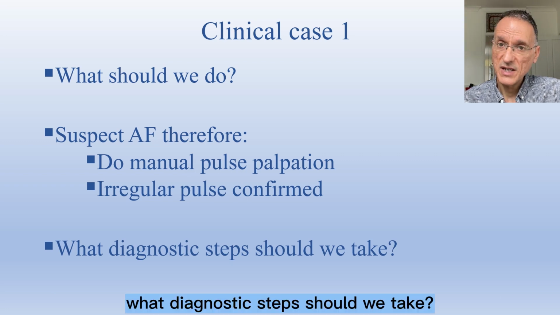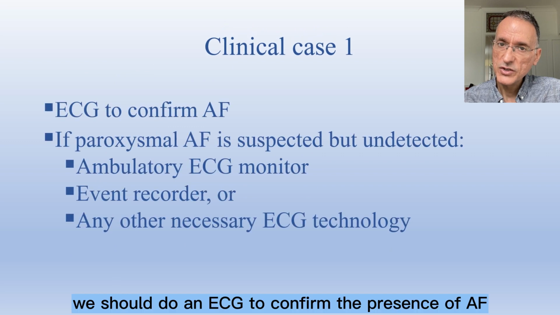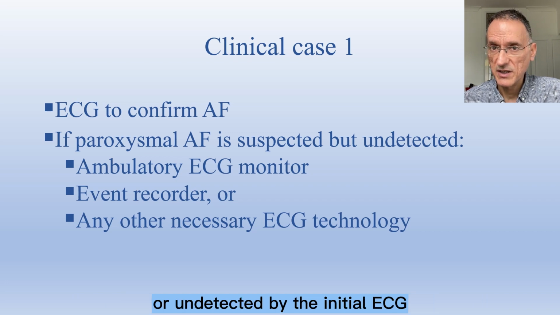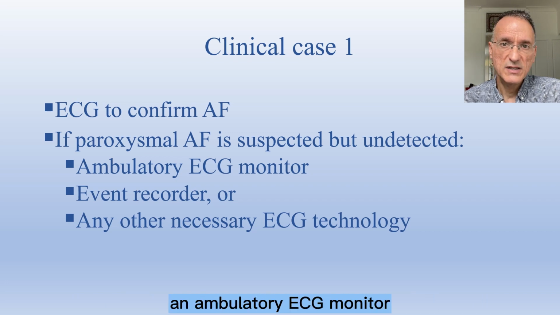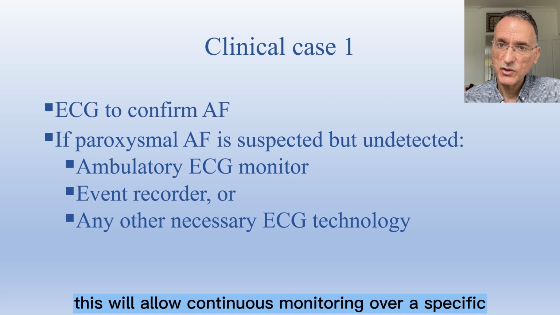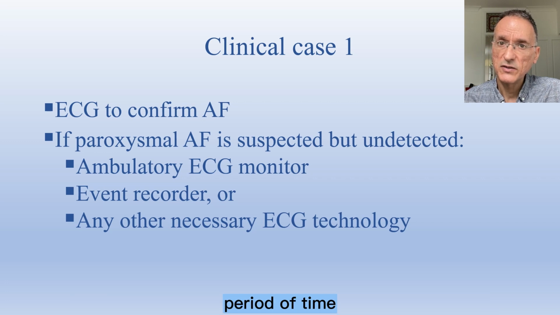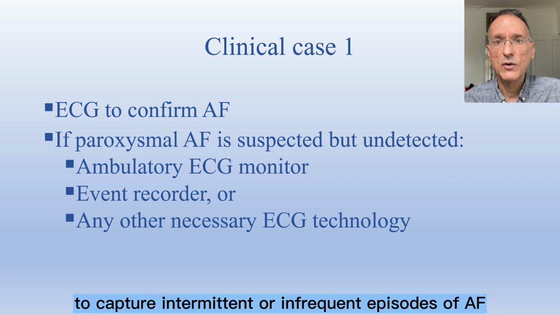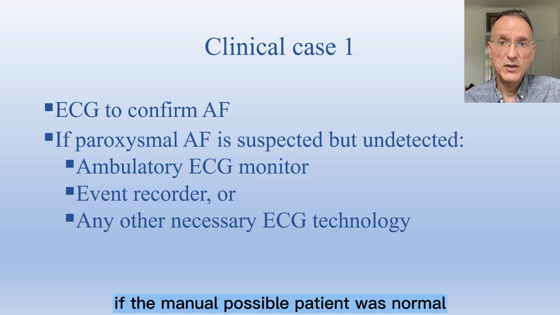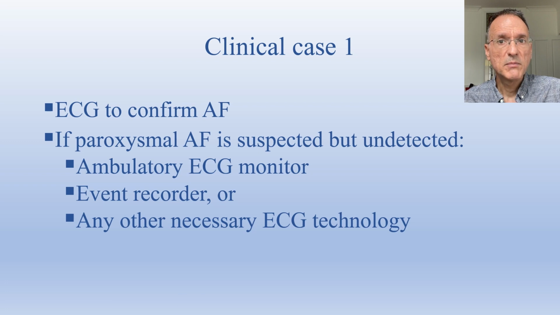What diagnostic steps should we take? We should do an ECG to confirm the presence of AF. However, if paroxysmal AF is suspected but undetected by the initial ECG, an ambulatory ECG monitor, event recorder, or other ECG technology should be used. This will allow continuous monitoring over a specific period of time to capture intermittent or infrequent episodes of AF. We should also consider this if the manual pulse palpation was normal, but we remain suspicious.